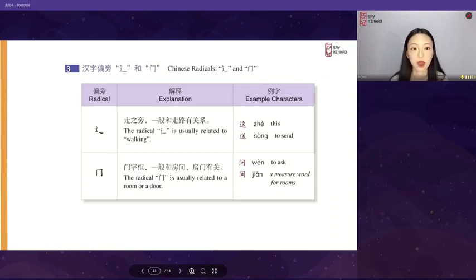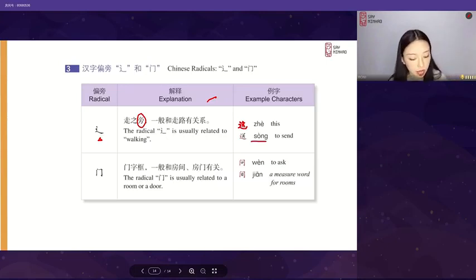Now let's move on to the last part, which is the Chinese radical. Two radicals. First is zǒu zhī páng. Páng means radical, okay? Zǒu zhī páng. This thing means zǒu zhī, and it is usually related to walking. First one is zhè, which means this. In ancient times, this was actually related to walking. But now it only means this. And this side is the zǒu zhī páng.